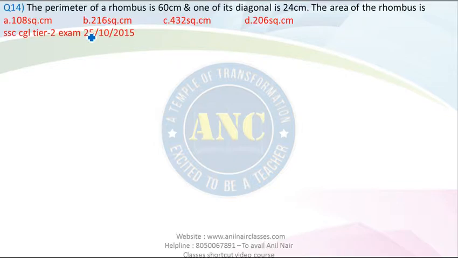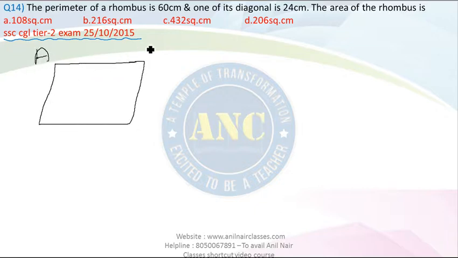Please see question number 14. SSC CGL Tier 2 examination question in the year 2015, but it is nowhere different from my previous questions. Perimeter of a rhombus is 60 centimeter. If the perimeter is 60, every side is 15 centimeter each, because 60 equally divided into 4 parts is 15 each.